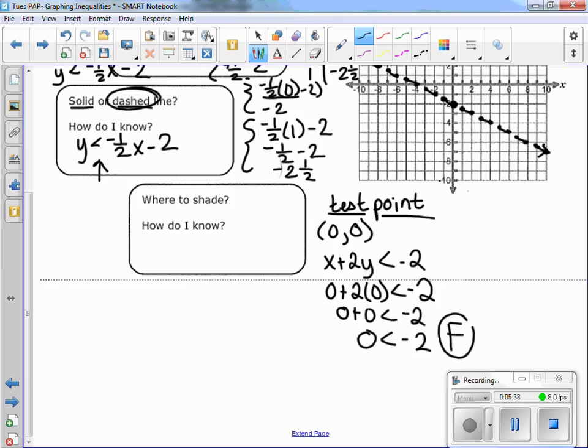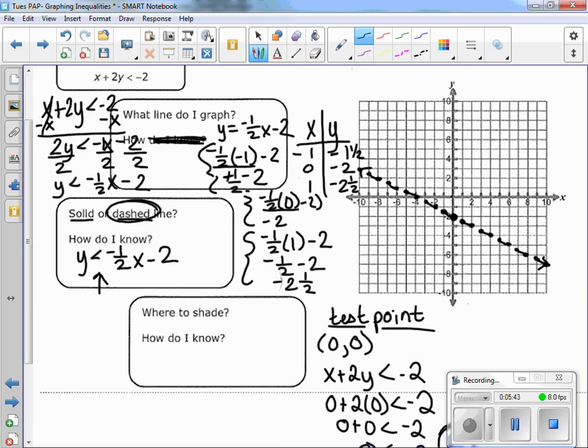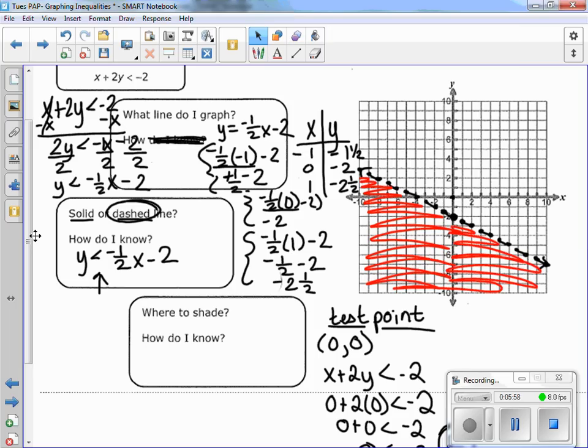No. Since it's false, that means wherever 0, 0 is, I can't shade there. If it was true, I would shade there. So that means I'm shading underneath my line, and that's based on my test point. Okay? So below, how do I know? Because of my test point.